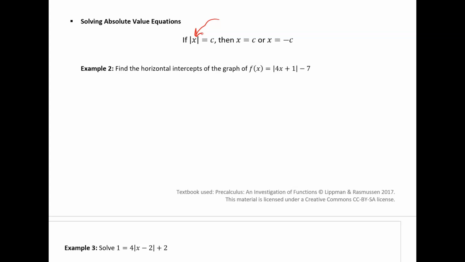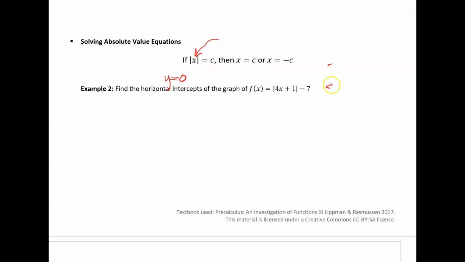It says find the horizontal intercepts of the graph. When it says find horizontal intercepts, that means set your y equal to 0. So essentially, we're just solving for x. And so our steps are going to be this. Let's just kind of make some notes here. Your steps: 1, you want to isolate the absolute value.